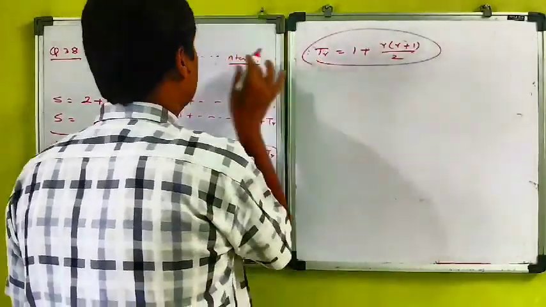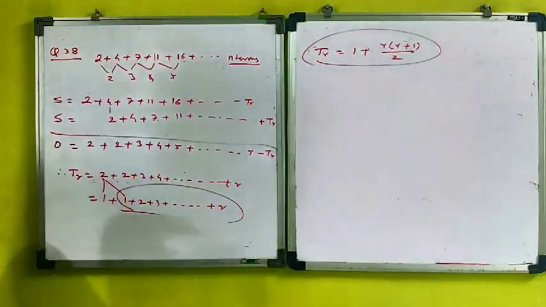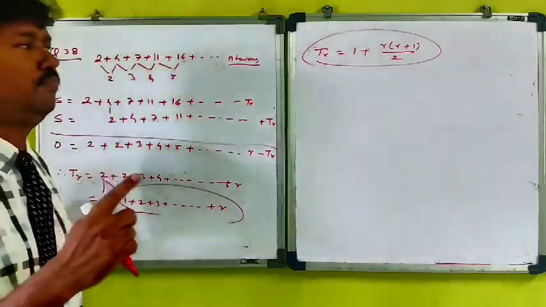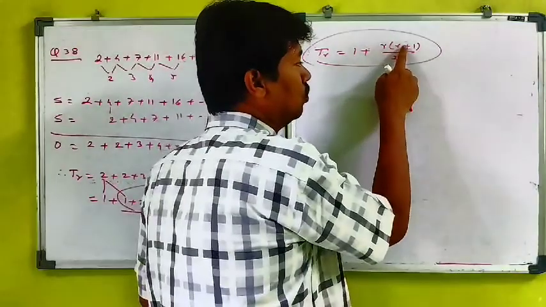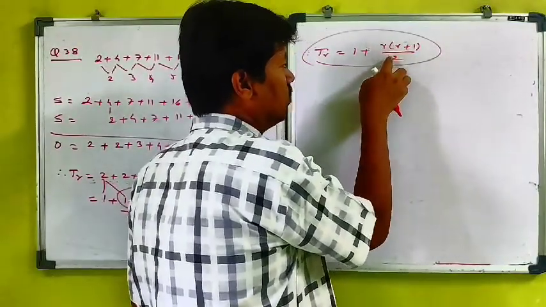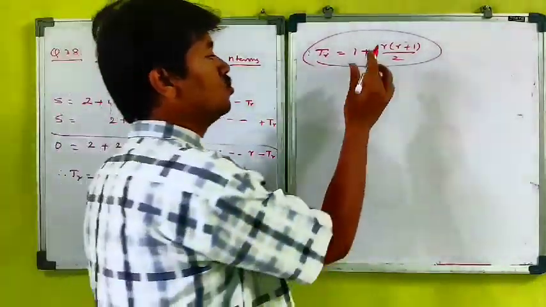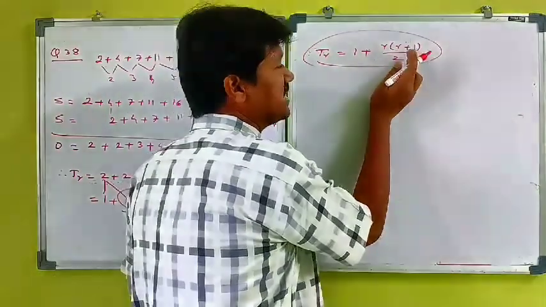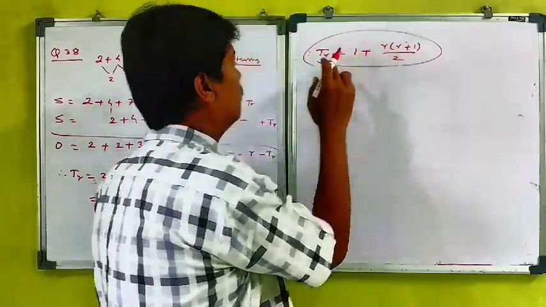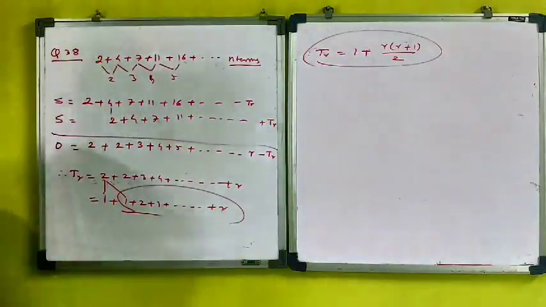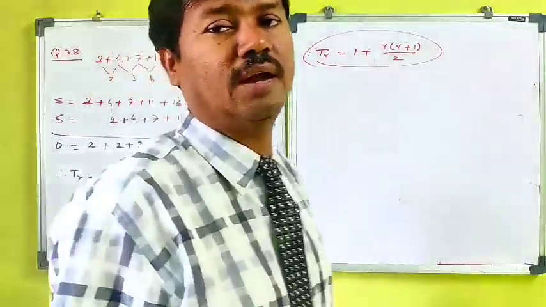This is the general term for this expression. You can cross check this one. When r equals 1, it is 1 into 2, that 2 will get cancelled. So this term is 1, 1 plus 1 is 2, so that is there. When r equals 2, it is 2 into 3, which is 6. 6 upon 2 is 3. 3 plus 1 is 4. So that is there. That means the general term is right.